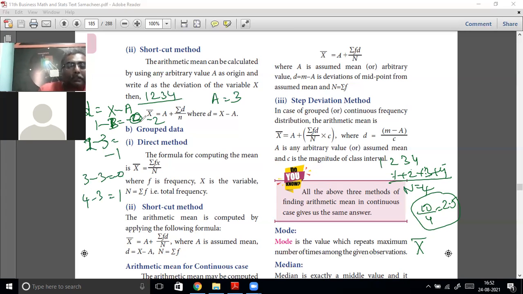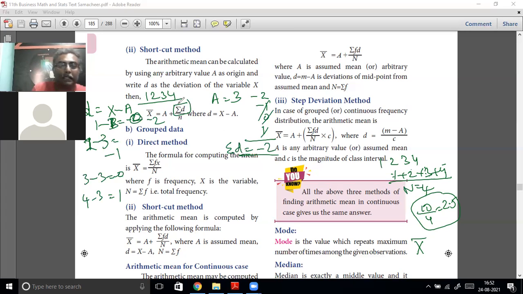Okay. So then you will start calculating sigma d. This is d. No, d is what? Minus 2, minus 1, 0 and 1. So sigma d is what? 1 and 1 will cancel, 0 will go off, minus 2. Sigma d is minus 2.